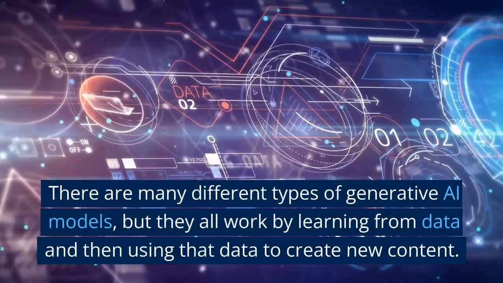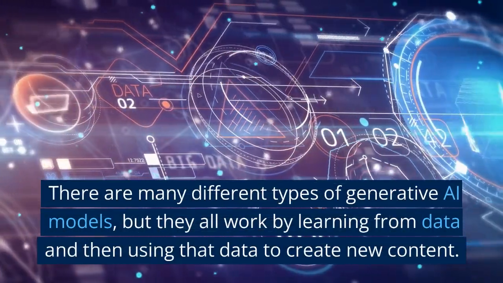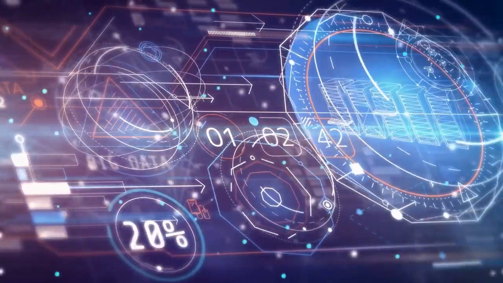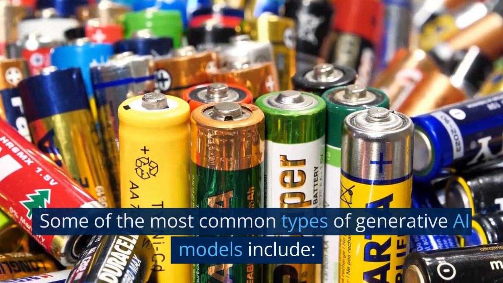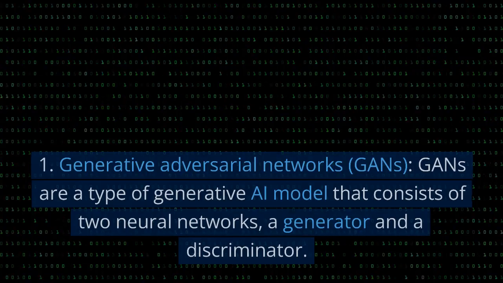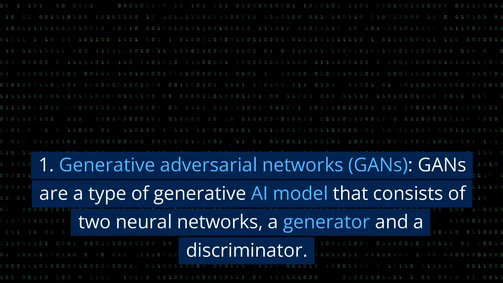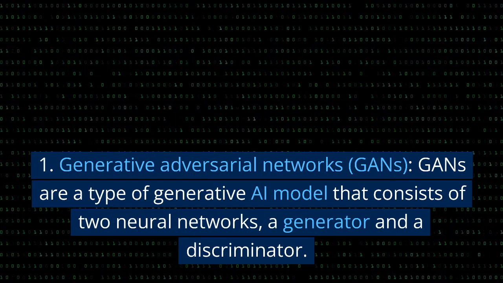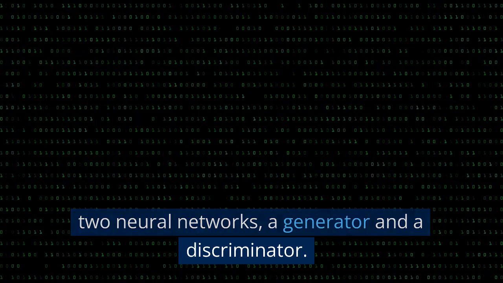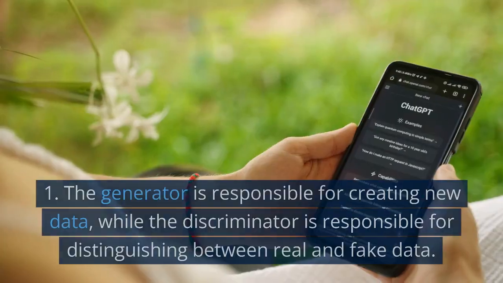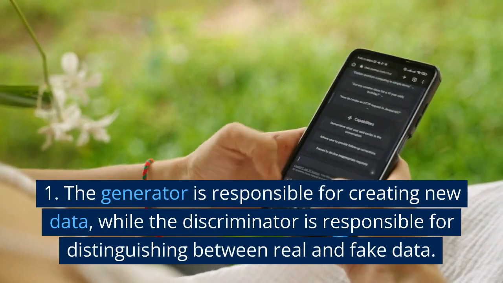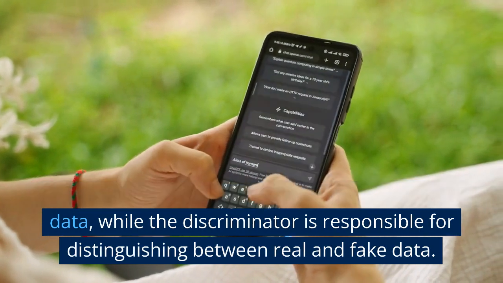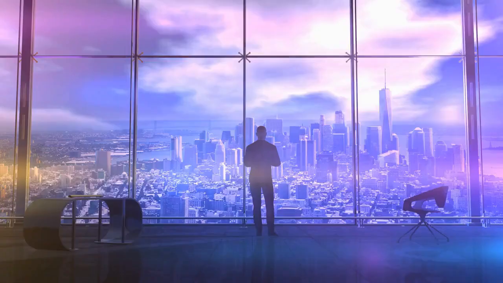There are many different types of generative AI models, but they all work by learning from data and then using that data to create new content. Some of the most common types of generative AI models include 1. Generative adversarial networks, GANs. GANs are a type of generative AI model that consists of two neural networks, a generator and a discriminator. The generator is responsible for creating new data, while the discriminator is responsible for distinguishing between real and fake data.